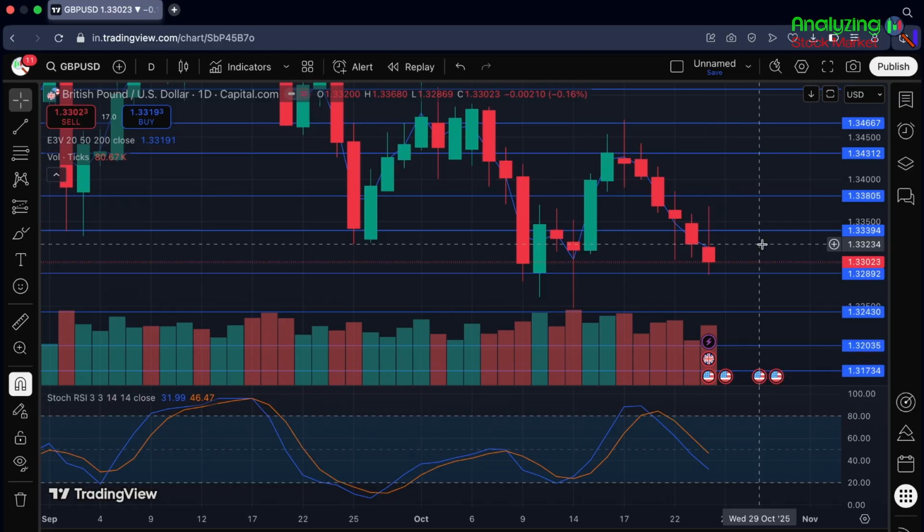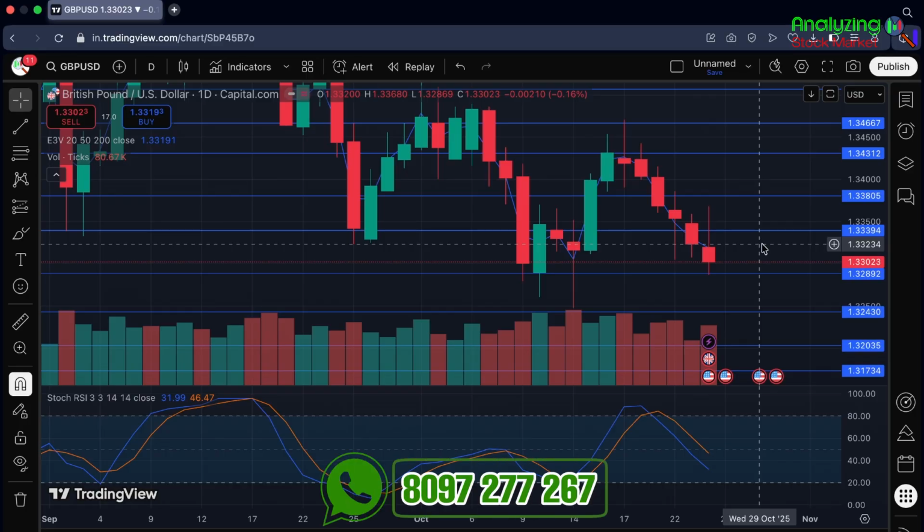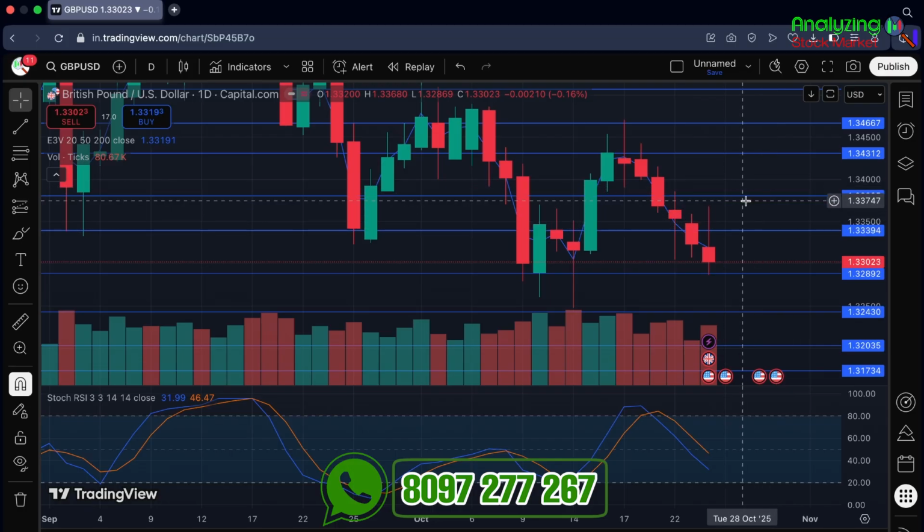So now let's talk about my opinion on the GBP USD pair for this week. According to the previous week closing, I'm expecting a positive closing. I'm expecting a positive move in this range, that is 1.33394 to 1.33805. I am expecting a closing in this range for this week.